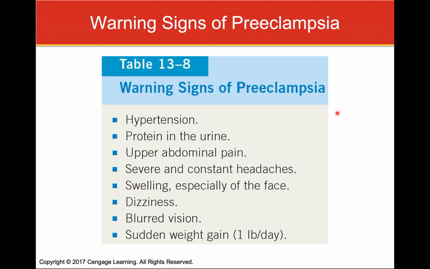The warning signs for preeclampsia: hypertension, proteinuria or protein in the urine, upper abdominal pain, severe and constant headaches, swelling, especially of the face, dizziness, blurred vision, and sudden weight gain. Now, checking protein in the urine I don't believe is a standard operation, but if a woman who is pregnant presents with hypertension, then they are probably going to check the protein in the urine as well to check for preeclampsia.